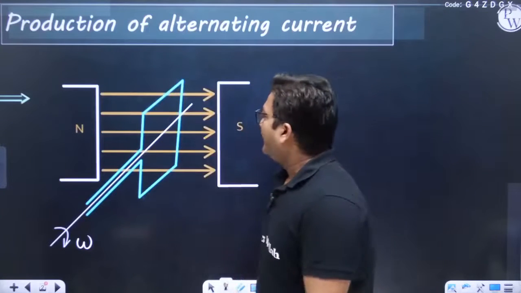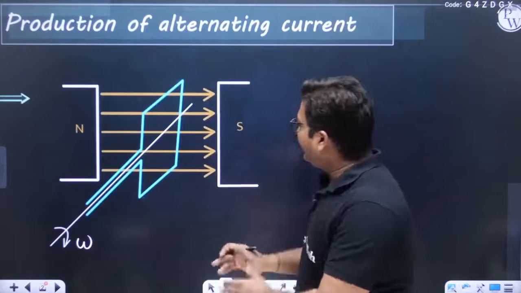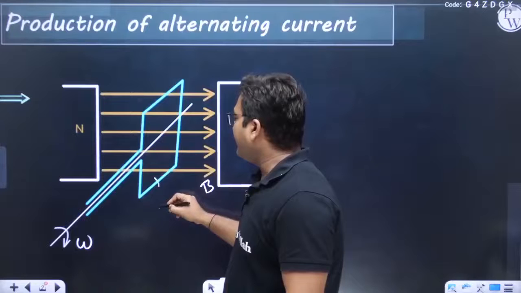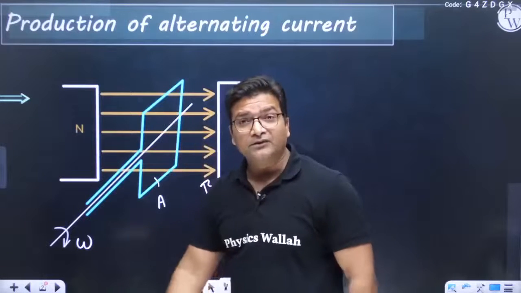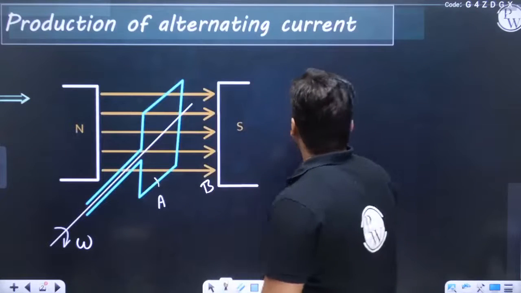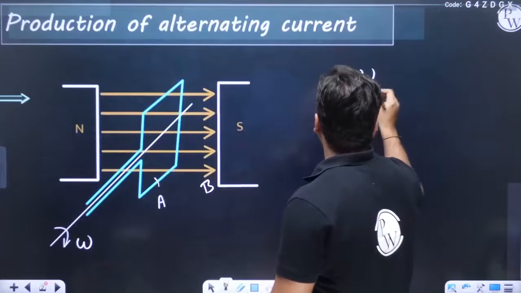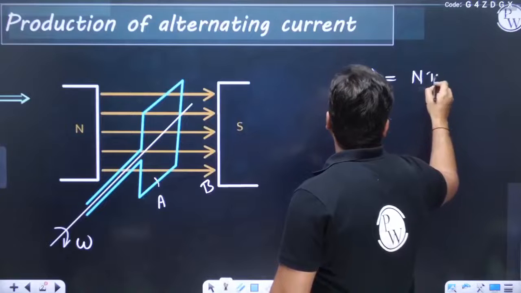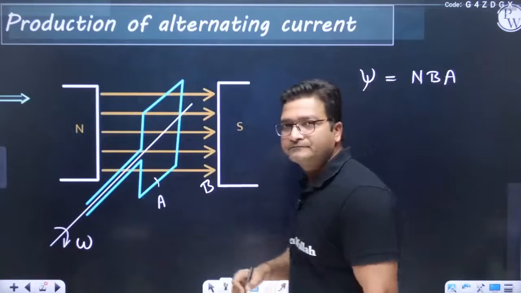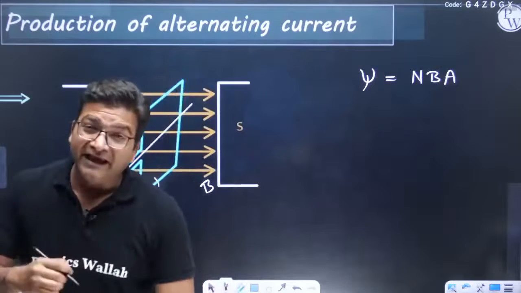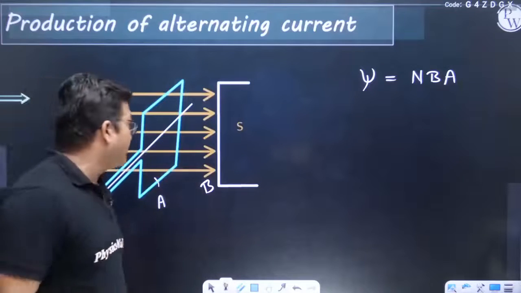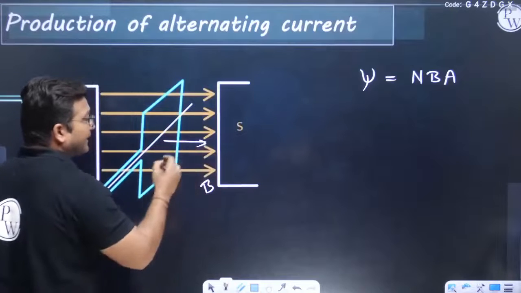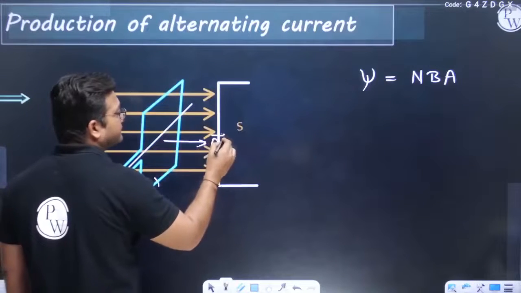If we let the magnetic field's value be B, the area of the coil as A, and the number of turns in the coil as N, then the flux linkage through the coil will be N B A. I think you remember the area can also be taken as a vector quantity, and the area vector will be directed perpendicular to the coil's plane, and that is area vector A.